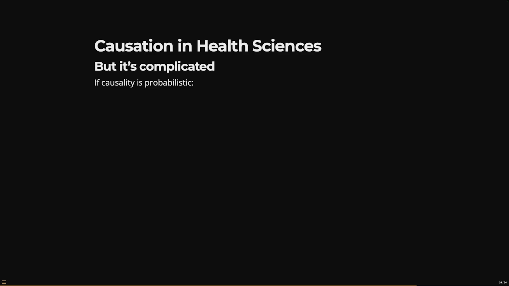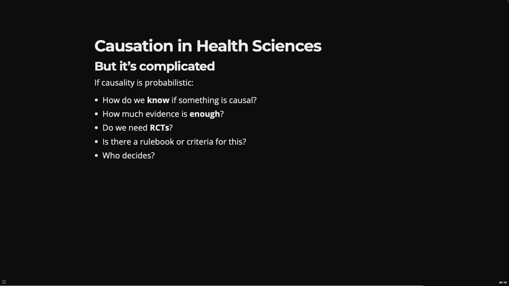Then if we say that causality is probabilistic and not deterministic, like you're saying, how do we know if that thing is causal? How much evidence do we need? Do we need randomized controlled trials? Is there a guideline or rule book or criteria to add up the evidence to figure out if this factor is a risk factor that's causal? Or if it's just an association, who decides?